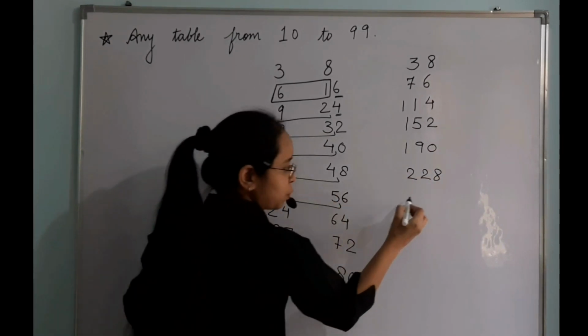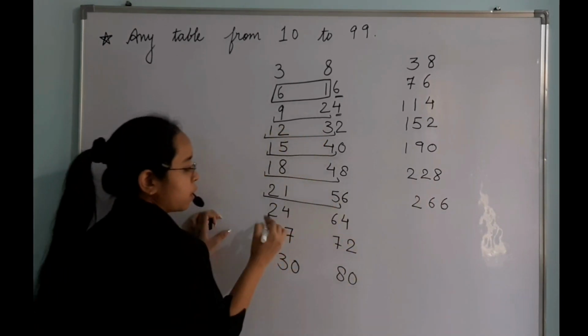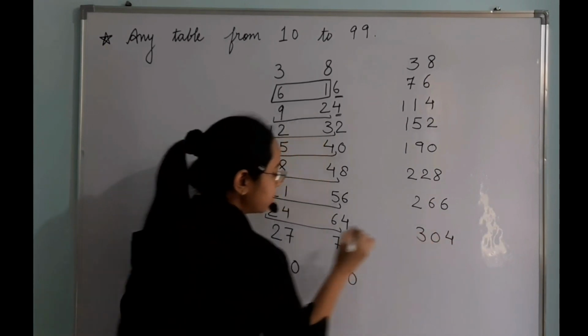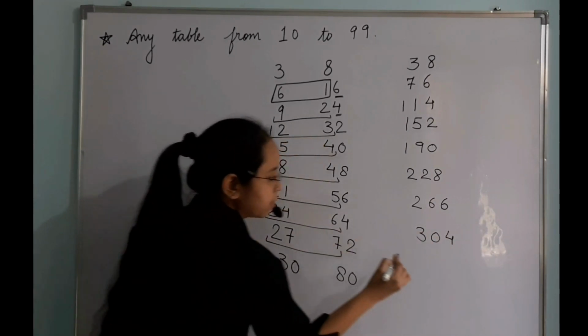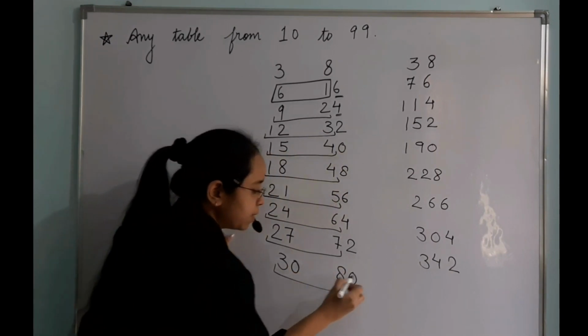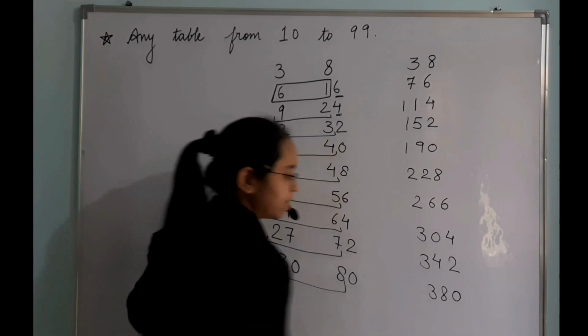21 plus 5 is 26 and the last digit 6 is written as it is. 24 plus 6 is 30, 4 as it is. 27 plus 7 is 34, 2 as it is. And 30 plus 8 is 38 and the last digit 0 is written as it is.